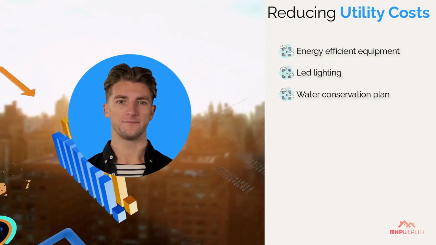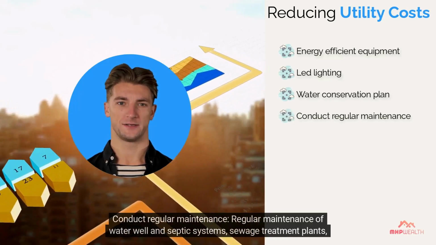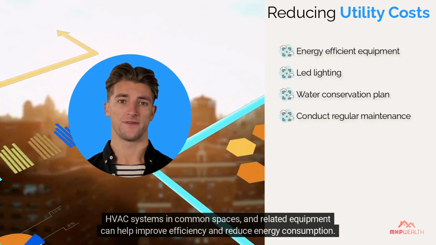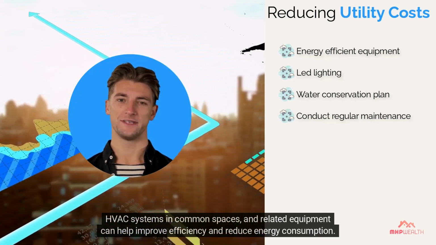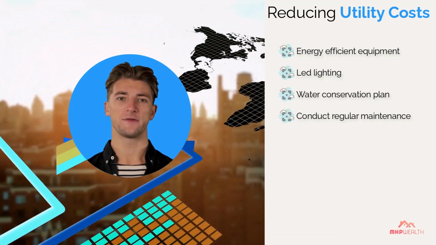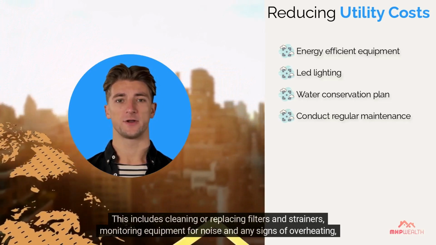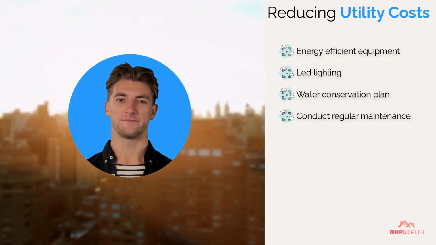Conduct regular maintenance. Regular maintenance of water well and septic systems, sewage treatment plants, HVAC systems in common spaces, and related equipment can help improve efficiency and reduce energy consumption. This includes cleaning or replacing filters and strainers, monitoring equipment for noise and any signs of overheating, and general cleanliness.